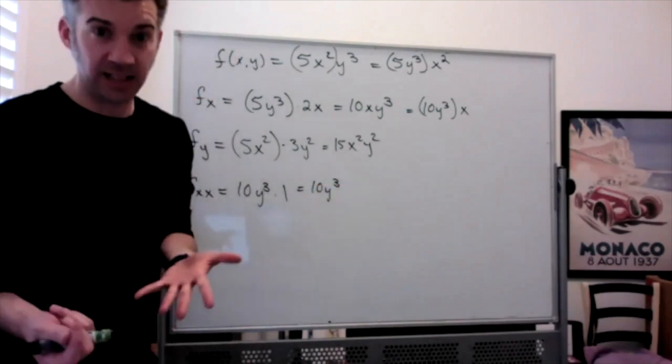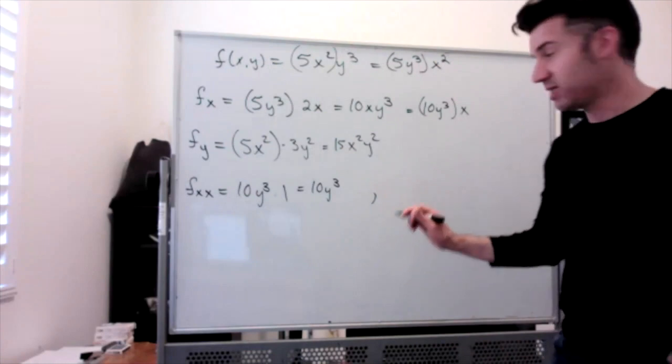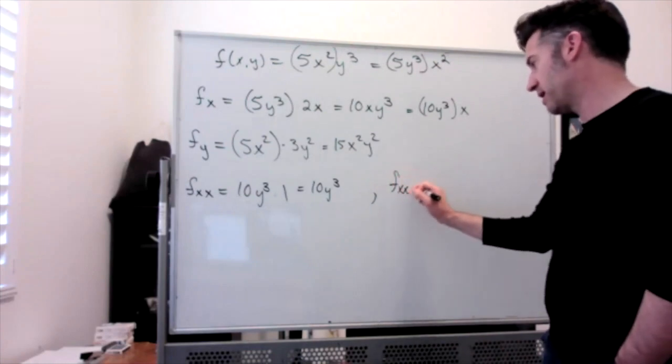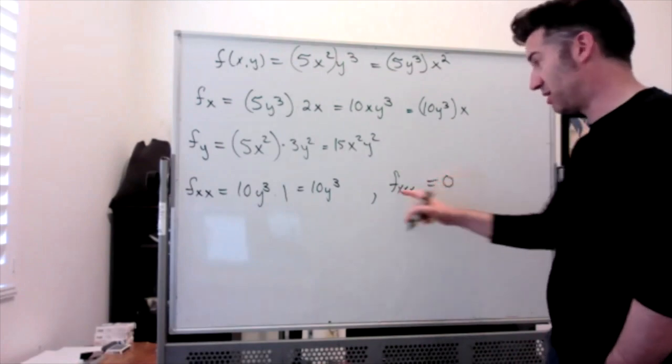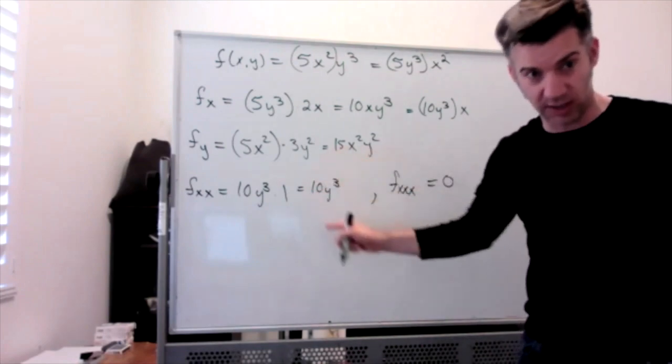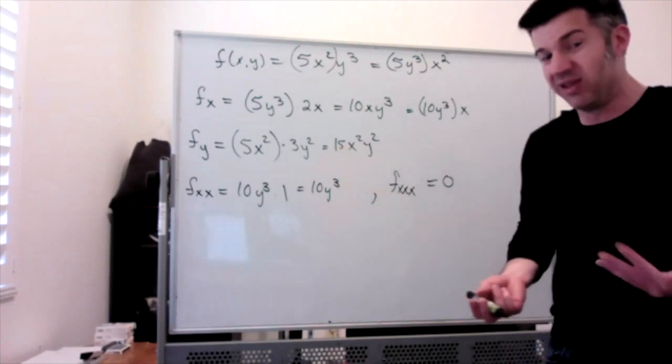And not that I asked it, but just to point out, if you went one more partial with respect to x, if you did fxxx, took the next derivative with respect to x, you would get 0, because there's no x's left here. So this is just a constant, and the derivative of just a constant that's not multiplied by a variable is 0.